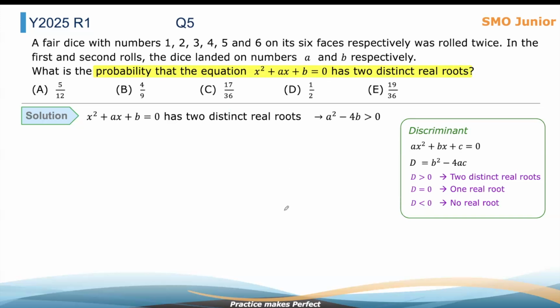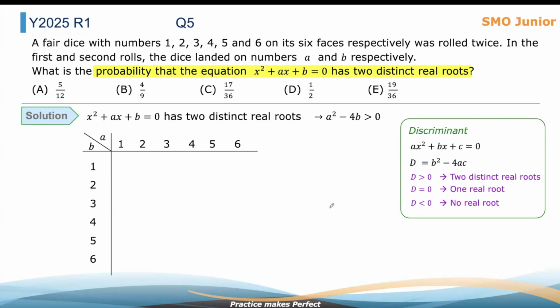a, b are the values on the dice. a can be 1 to 6. b also can be 1 to 6. 6 times 6 equals 36. So there are 36 possible outcomes. For the case a equals 1, b equals 1, a squared is 1 squared, minus 4b is minus 4 times 1. This is negative 3, less than 0.